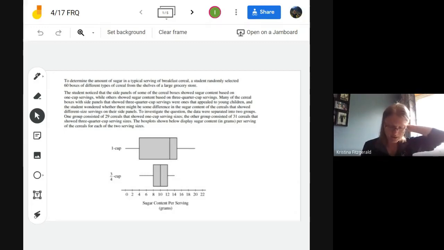To investigate the question, the data were separated into 2 groups. One group consisted of 29 cereals that showed 1 cup serving sizes, and the other consisted of 31 cereals that showed 3/4 cup serving sizes. The box plots shown below display sugar content in grams per serving of the cereal for each of the 2 serving sizes. And then we have 2 box plots here.